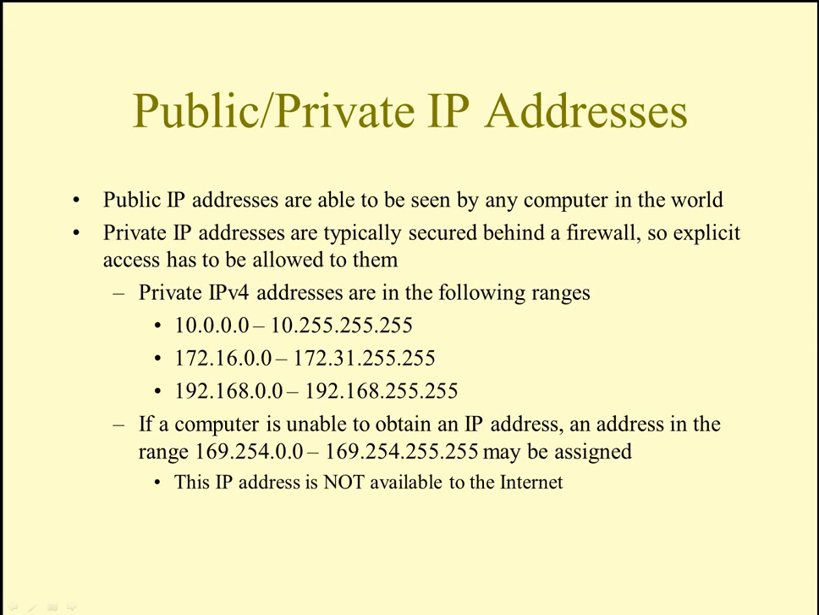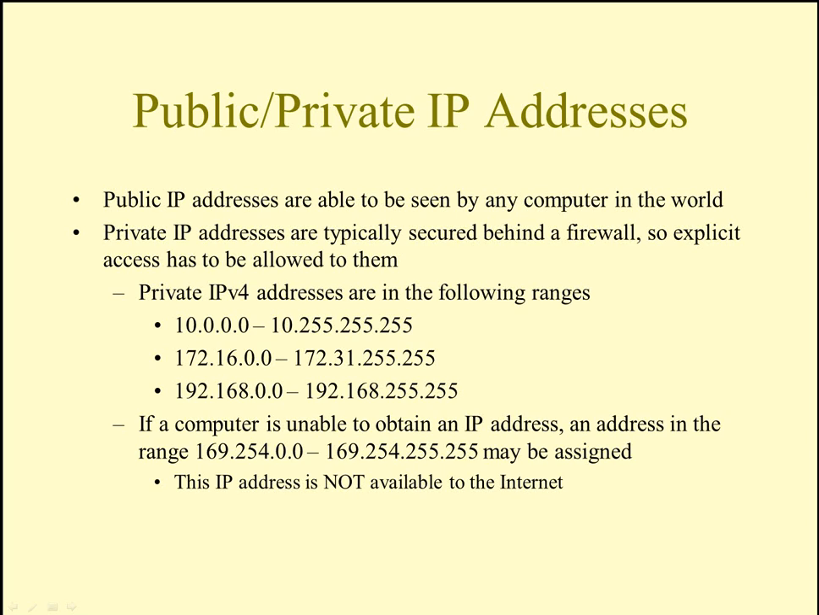Okay, public IP addresses are those that are able to be seen by any computer in the world. Private IP addresses are typically secured behind a firewall. We have to use network address translation to get private IP addresses onto the internet because they're not able to communicate on the internet. They're only able to communicate within their local network. If they're going to communicate on the internet, then they're going to have a public IP address to use to transmit out, and this usually comes from the router, which has the network address translation built into it.